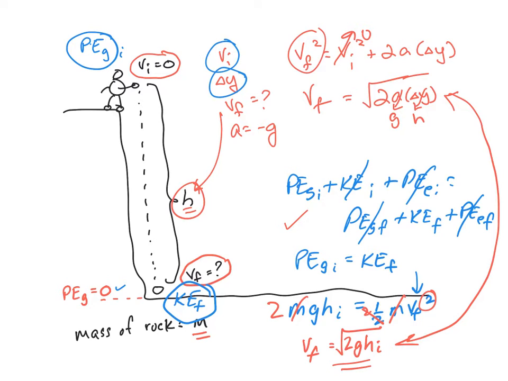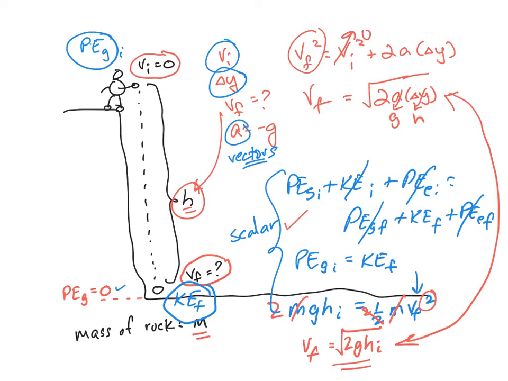Velocity, the displacement in the y direction, the acceleration, those are all vectors. They have magnitude and direction. Energy is a scalar quantity. It can be positive or negative. It does not have direction.